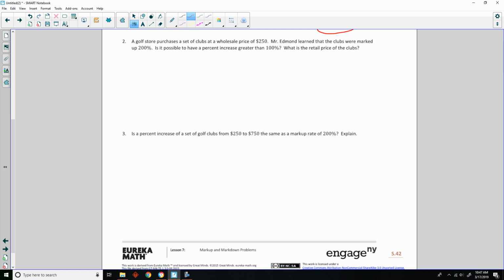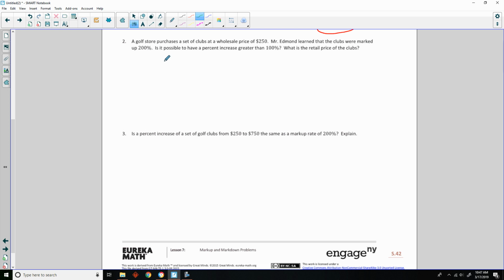Number 2, a golf store purchases a set of clubs at a wholesale price of $250. Mr. Edmund learned that the clubs were marked up 200%. Is it possible to have a percent increase greater than 100%? And what is the retail price of the clubs? Okay, yes, it is possible. You can mark up a lot more than 100%.